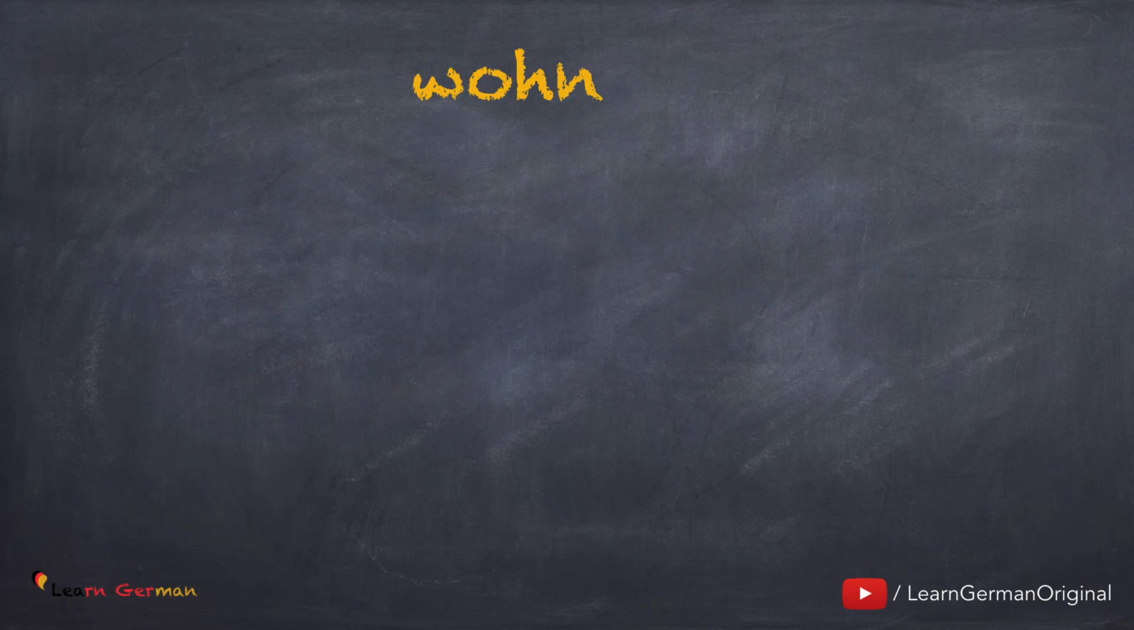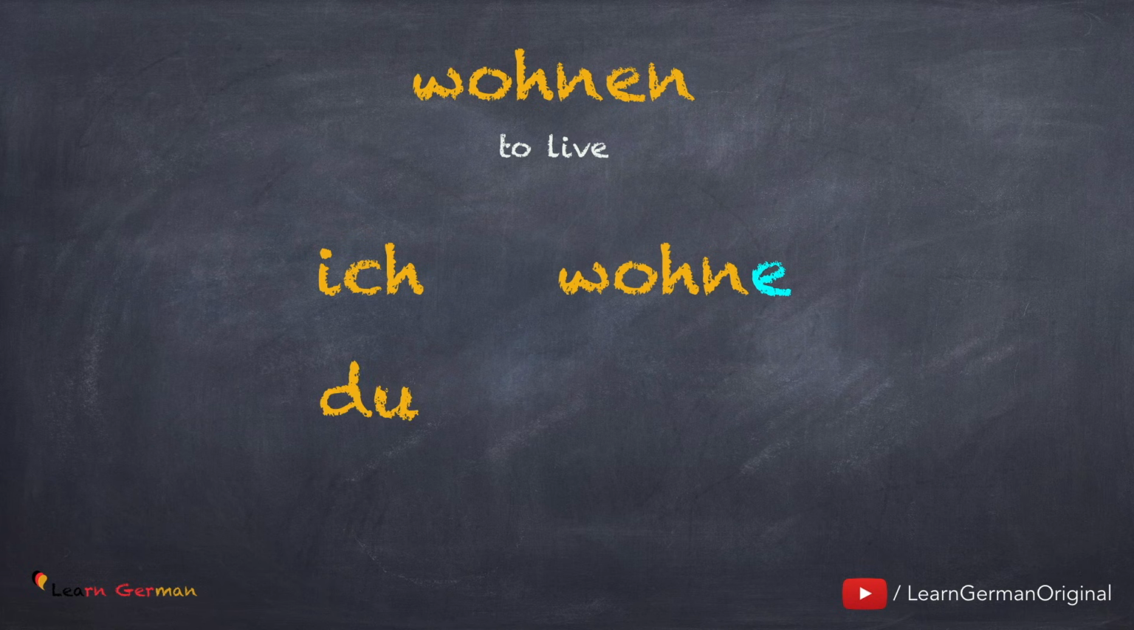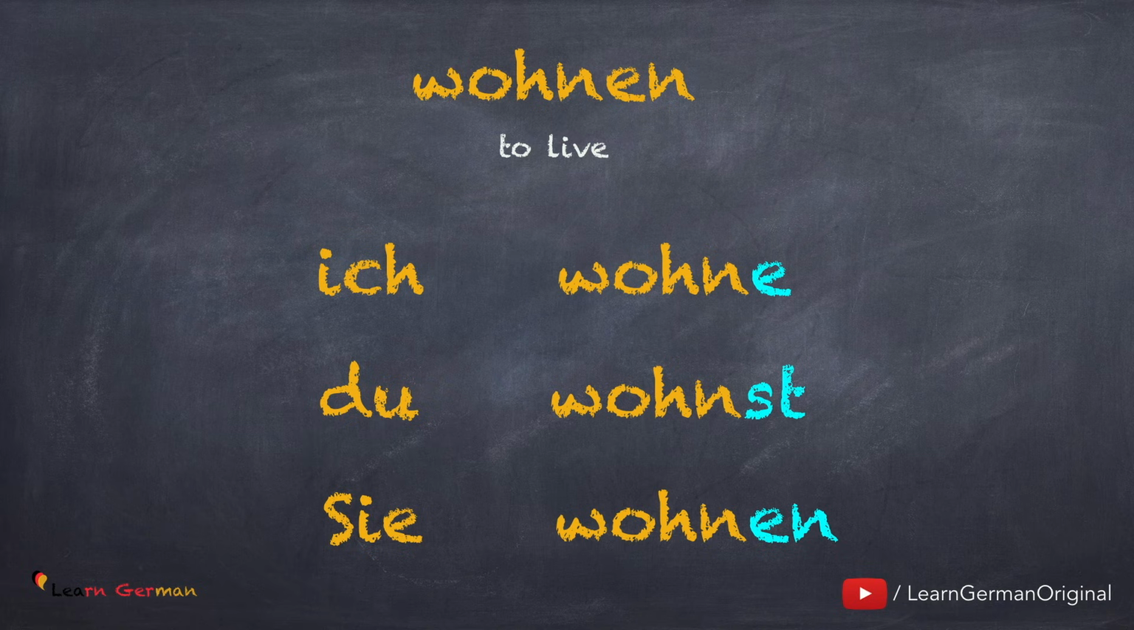Let's pick up the verb once again. Wohnen. This is the infinitive form of the verb. That means the verb is not conjugated. When we conjugate this verb, it looks like this. Ich wohne. Du wohnst. Sie wohnen. The conjugation for sie is the simplest because it's the same as the infinitive form of the verb.